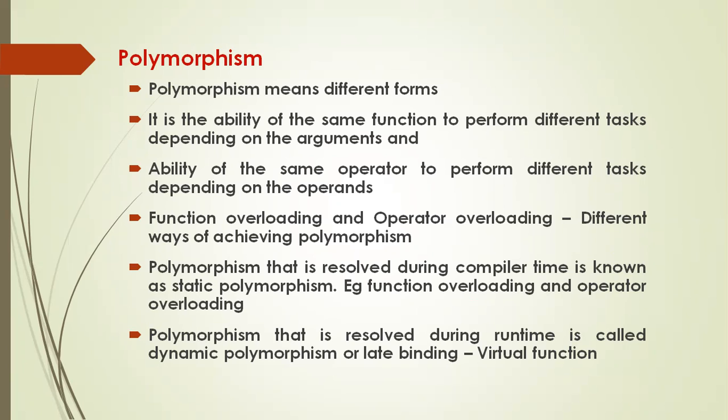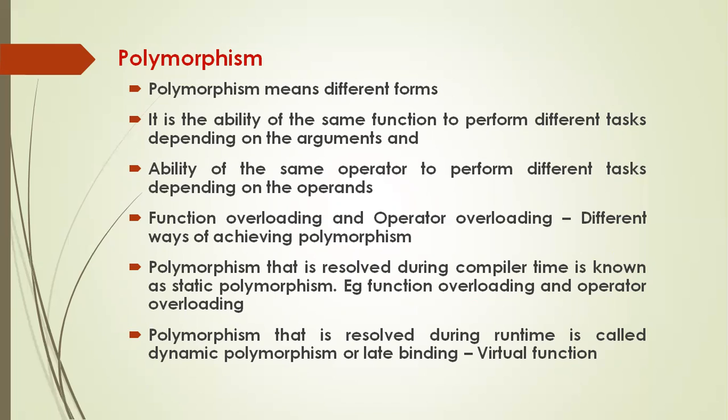Polymorphism, again, is classified into two types. If polymorphism is achieved during compilation time, it is called static polymorphism. So polymorphism that is resolved during compilation time is known as static polymorphism. For example, function overloading and operator overloading are examples of static polymorphism. The polymorphism that is resolved during runtime is called dynamic polymorphism.